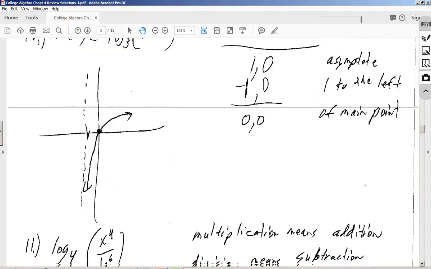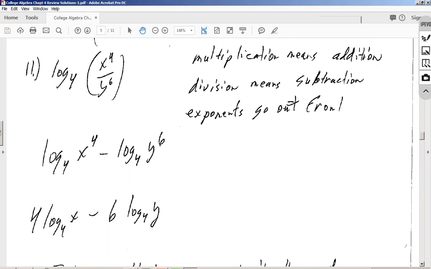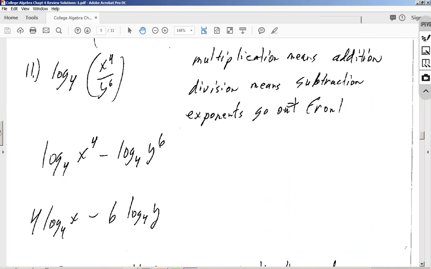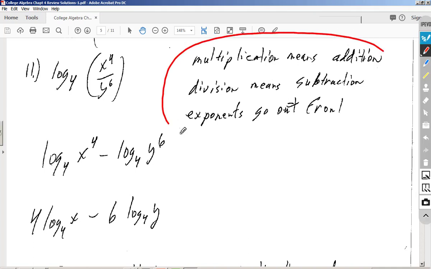Okay, on number 11, it says use properties of logarithms to expand the logarithmic expression as much as possible, or evaluate the logarithmic expression without using a calculator. So first off, I just need to remember the rules for logarithmic expansion. So here are the rules I've written down. Multiplication means addition, division means subtraction, and your exponents are going to go out in front.